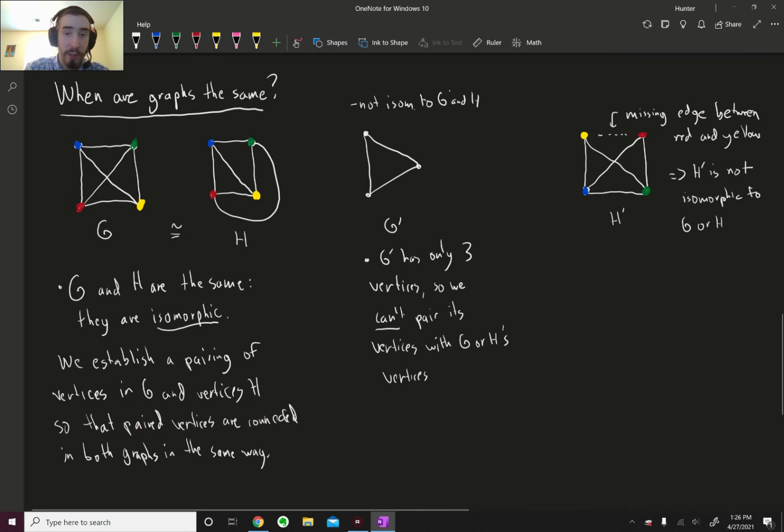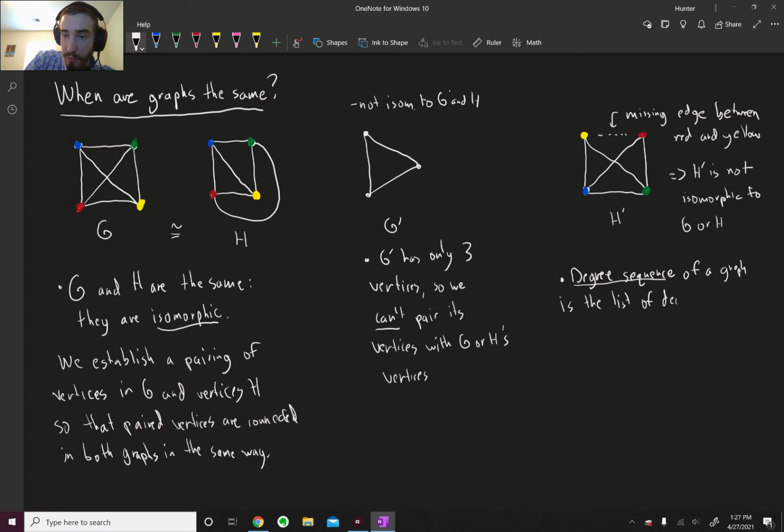Now you might ask, well, what if I just picked the wrong labeling, right? Maybe red and yellow aren't the right colors to use up here. Maybe red and yellow should have gone somewhere else. Well, one tool that can tell us that, in fact, these definitely have to be different is the idea of a degree sequence. So the degree sequence of a graph is the list of the degrees of its vertices.